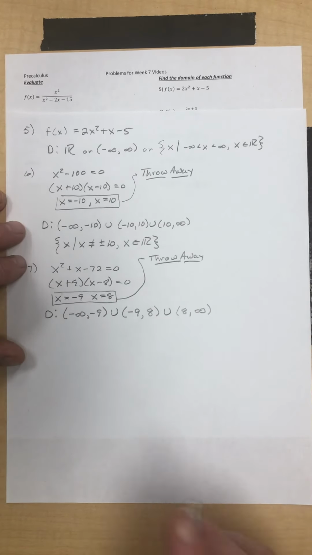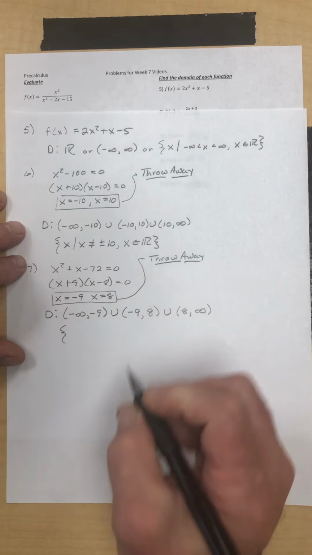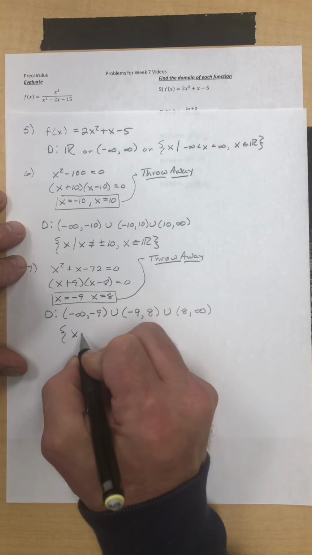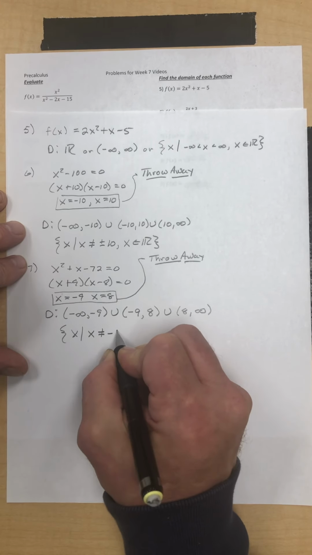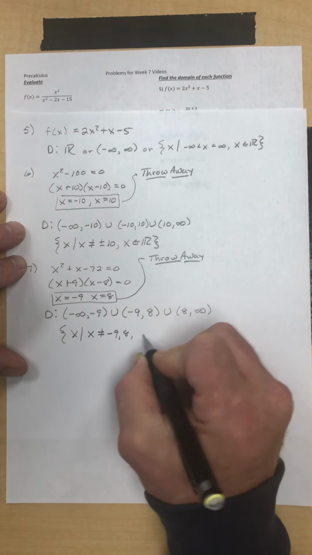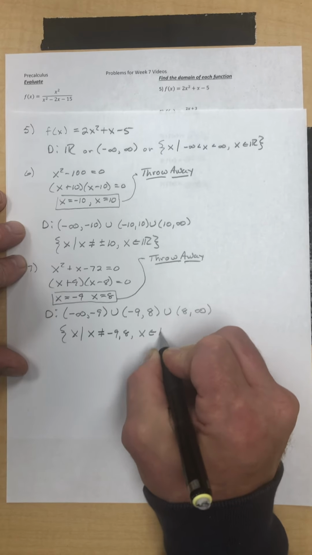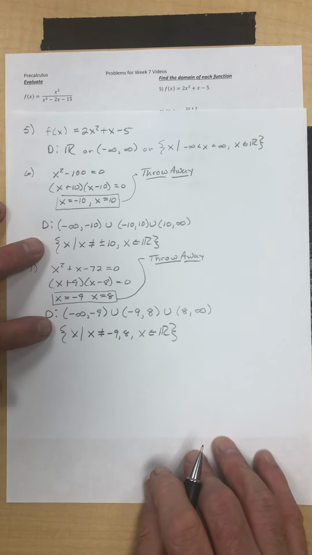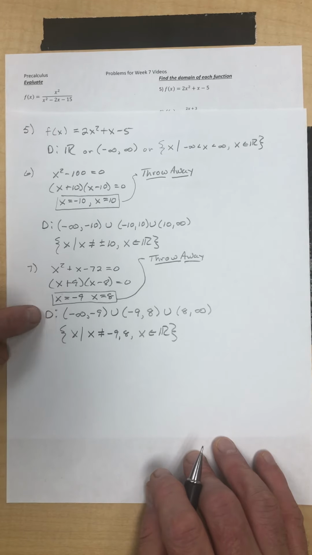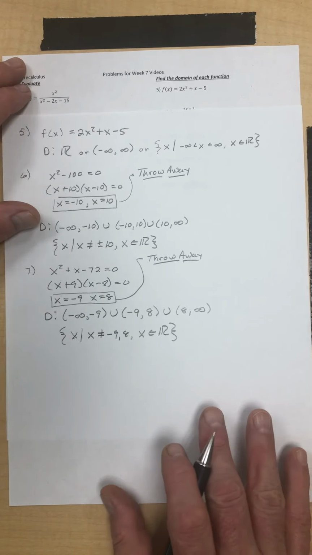That's interval notation. Or I could go set builder notation. So we say all numbers x such that x does not equal -9 or 8. Otherwise, x can be any real number. Once again, I like set builder notation in that one too, although there's nothing wrong with interval notation. That'll wrap it up.